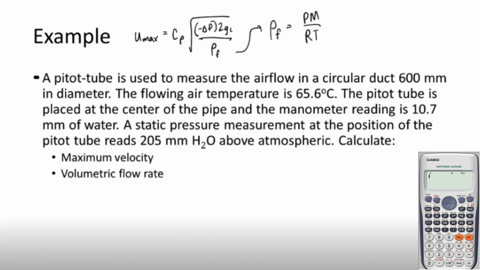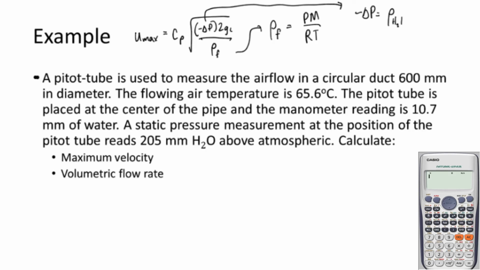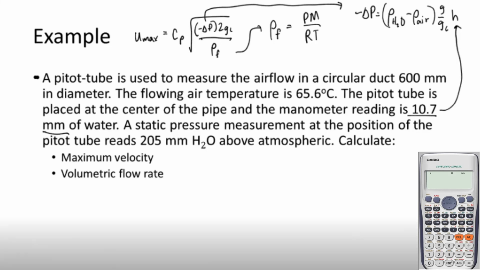As such, our pressure drop in this case, negative delta P, would be equal to the density of water, our manometric fluid, minus the density of air multiplied by g over gc times h. h in this case is 10.7 millimeters. Okay, let's first calculate the density of our fluid, which is air.